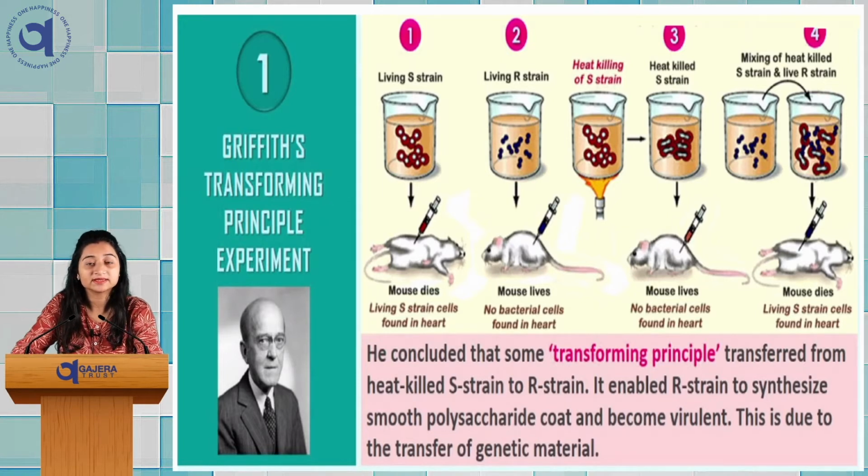This is known as the transfer of genetic material, and this experiment was performed for the first time by Griffith, and that is where he gave this experiment the name, the transforming principle.